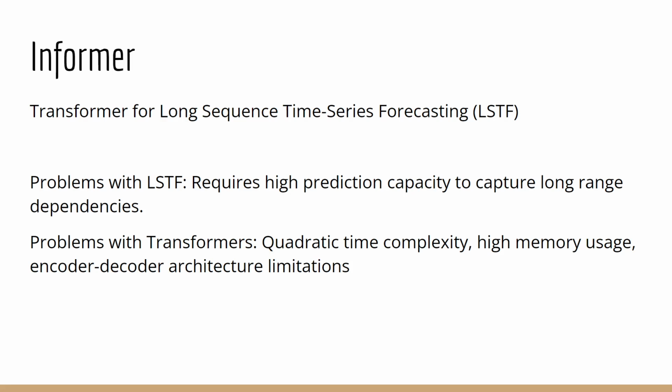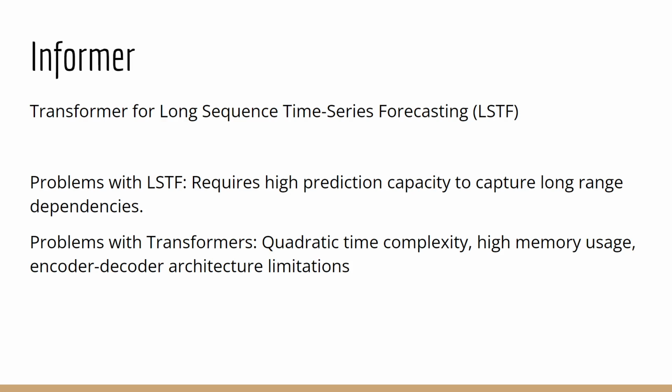One application of the transformer model is for predicting time series data. The Informer is a transformer model attempting to do long sequence time series forecasting. One of the problems this model is trying to solve is that LSTF requires high prediction capacity to capture long-range dependencies, which most other models are unable to provide.